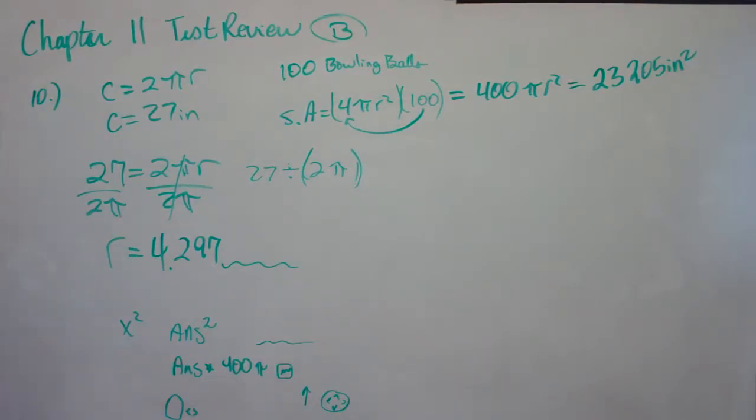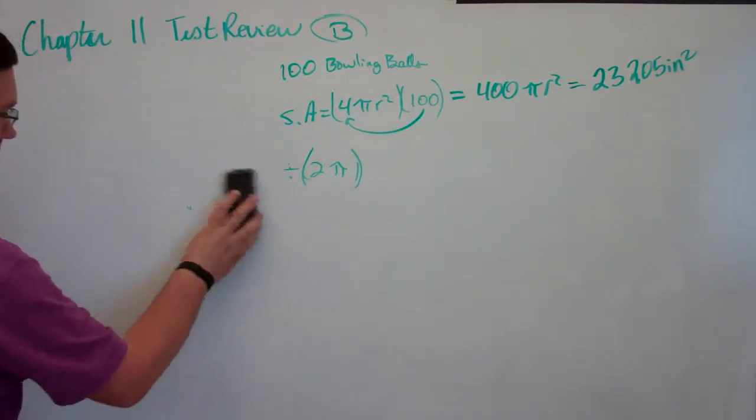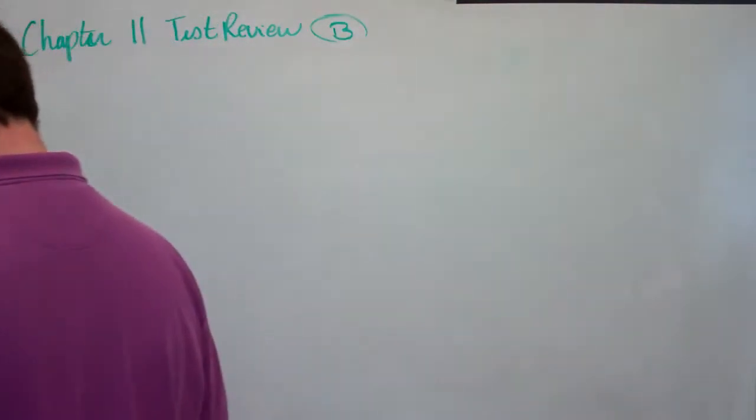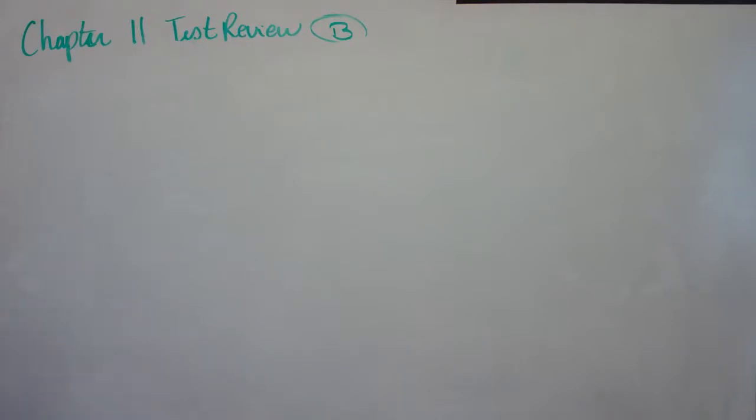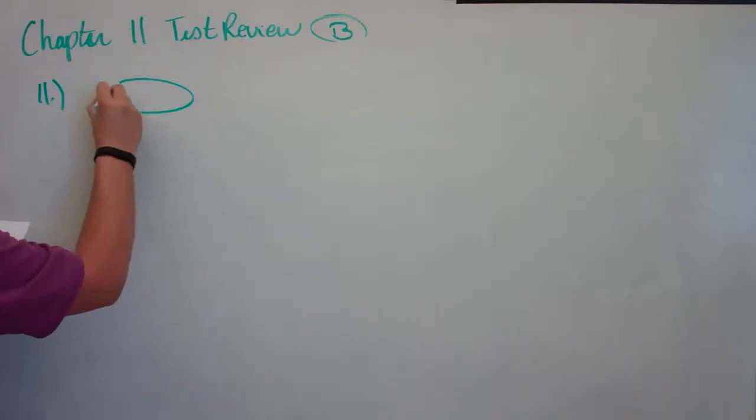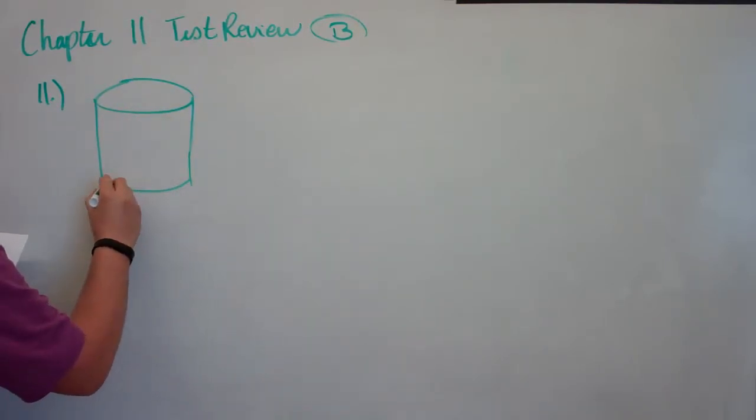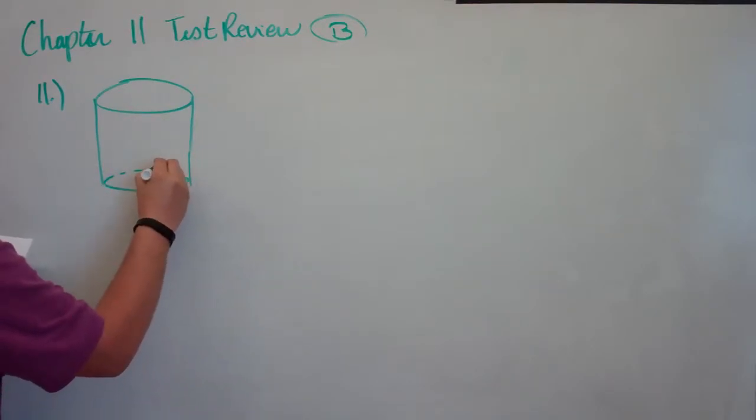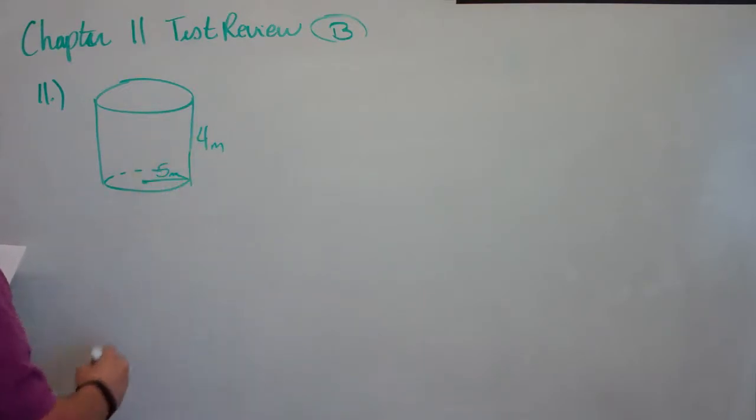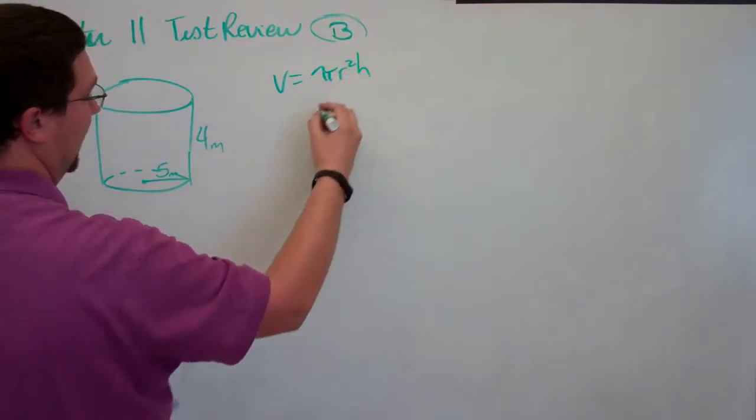Alright, 5 more to go. Turn the page over. Let's look at number 11. What's the volume of the figures to the nearest tenth? All right, here we have a cylinder. Radius of 5, height of 4, units are meters. So, volume of a cylinder, pi r squared height.